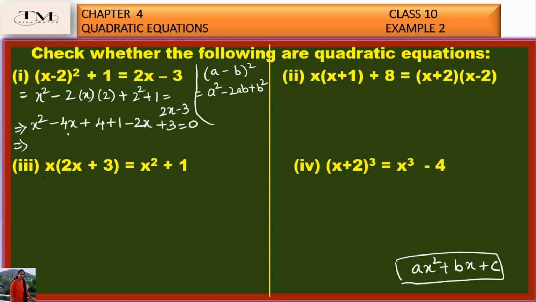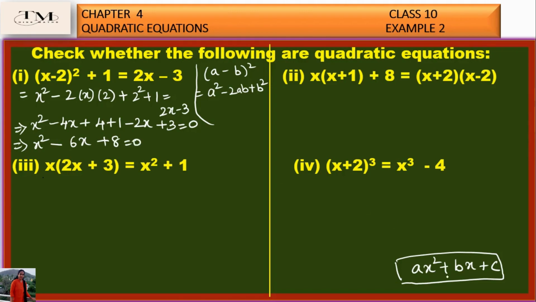So there is only one x square term. The x terms are minus 4x and minus 2x. Both are negative, so write the negative sign and add both the coefficients: 4 plus 2 is 6, so minus 6x. Next add the constant terms: 4 plus 1 is 5, 5 plus 3 is 8. So plus 8 equal to 0.